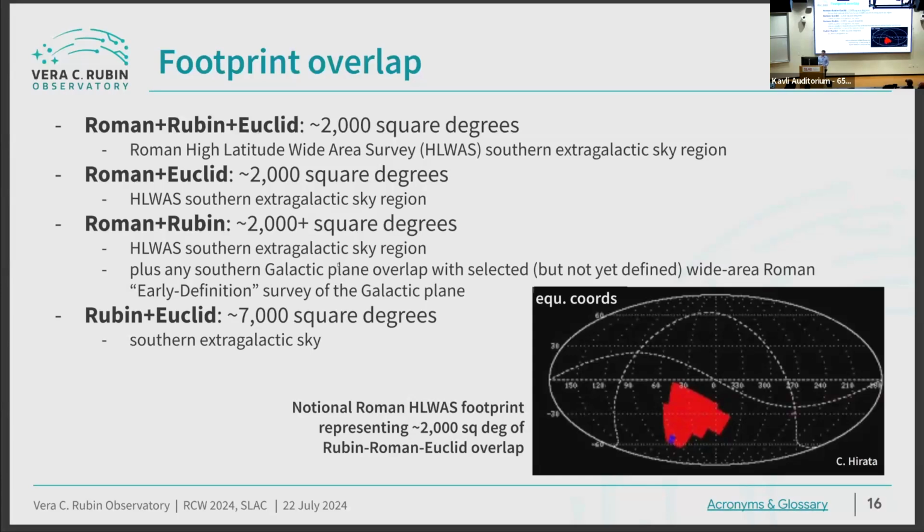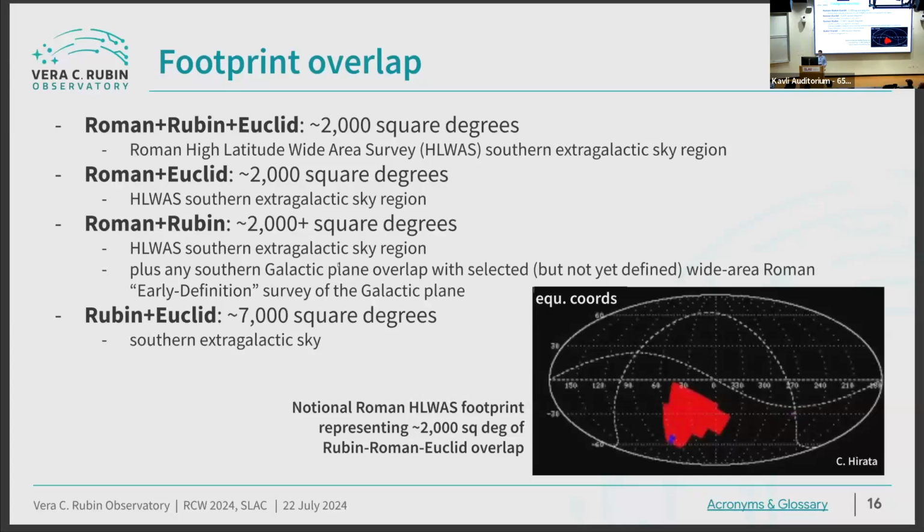Roman and Rubin have, again, the same high latitude wide area survey, 2,000 square degrees, but there's also a little bit of a new wrinkle here, which is that if any of this new early definition Roman galactic plane survey is in the southern sky, then that could lead to a significant amount of interesting and very different overlap as far as crowded fields between Roman and Rubin.